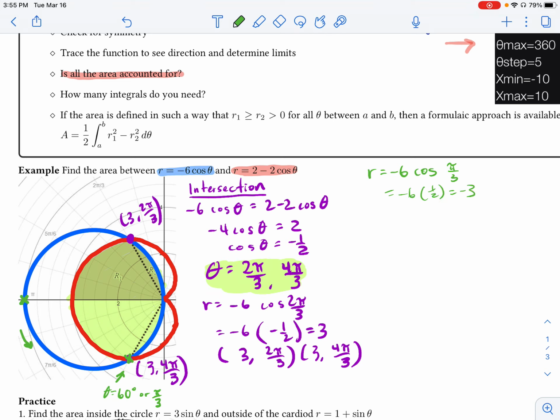When you go ahead and try plugging pi over 3 into our cardioid, 2 minus 2 times cosine of pi over 3. Well, what does that give us? That's 2 minus 2 times 1/2, which is 1. So we're seeing that the angle pi over 3 is giving us different r values. Again, to reiterate, although it visually may look like a point of intersection, it is not actually a point of intersection.